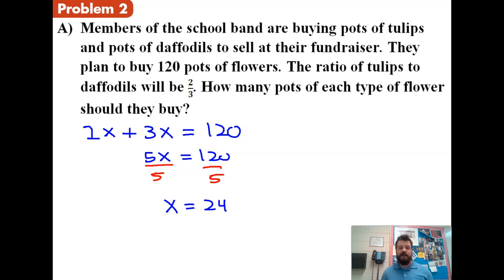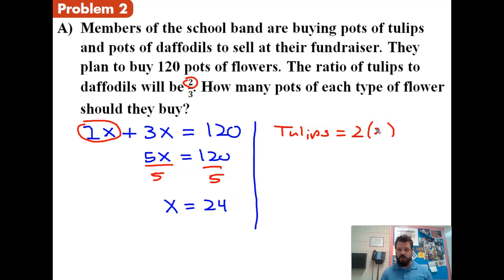Now, 24 is not my answer. What 24 is going to be is it's going to act as a scale. That's going to allow me to find the actual pots of tulips and daffodils. So let's show you how we can do that. If I want my tulips, what I'm going to do is I'm going to use the 2, or kind of the 2x part of my equation. We'll say the tulips are equal to 2 times my x, which is 24. So in other words, we need 48 pots of tulips.